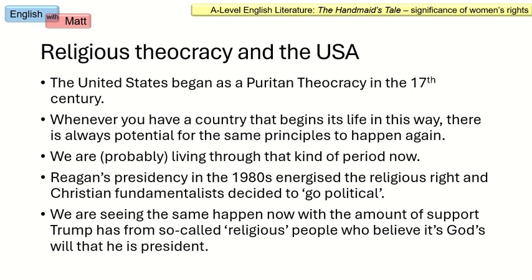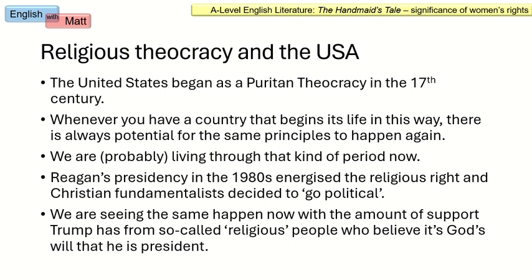And of course, we've seen that even in recent times with how Donald Trump has stirred and created this very religious Christian base in order to win votes. It has been a successful marketing tool for him.